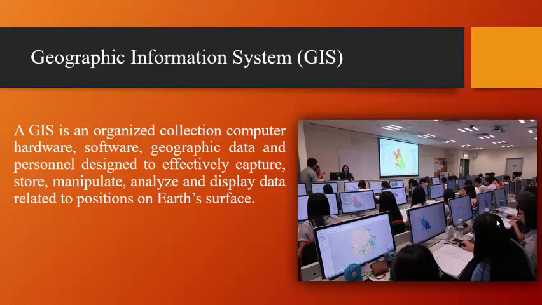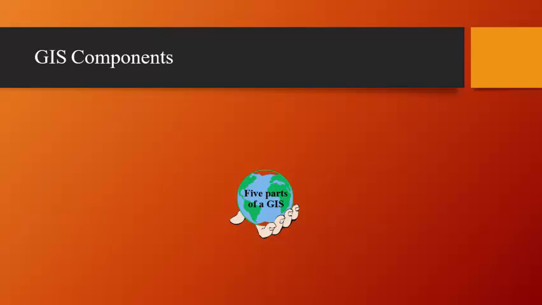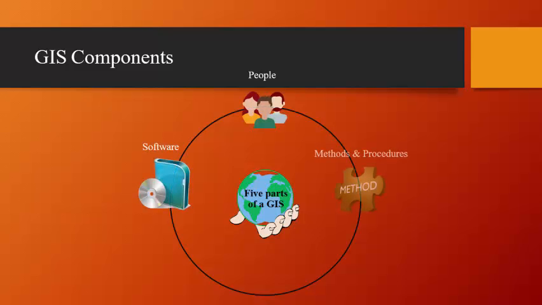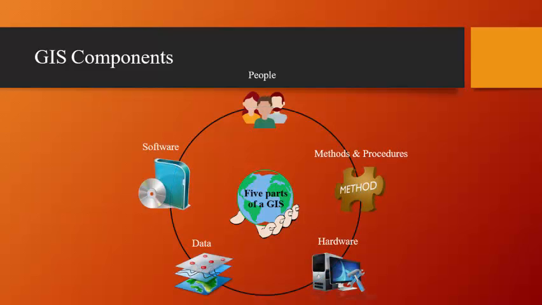We can see the definition of GIS from various kinds of resources, and most have the main components of GIS in common. A GIS is an organized collection of computer hardware, software, geographic data, and personnel designed to effectively capture, store, manipulate, analyze, and display data related to position on the Earth's surface. From the definition of GIS, 5 main components can be recognized, including software, people, methods, hardware, and data. And we're going to dive into software components.